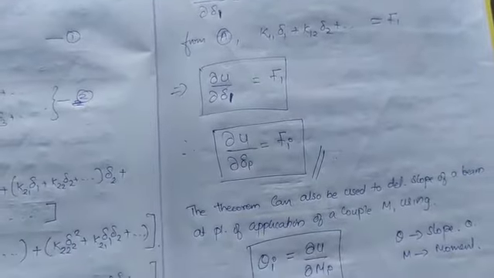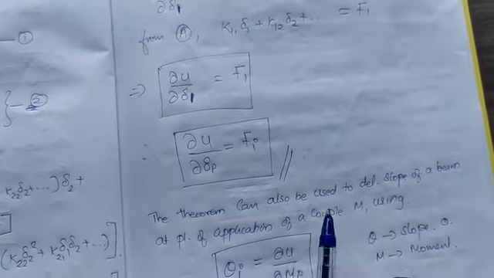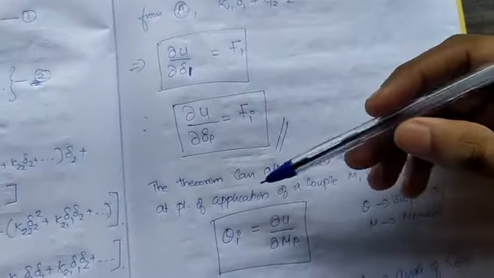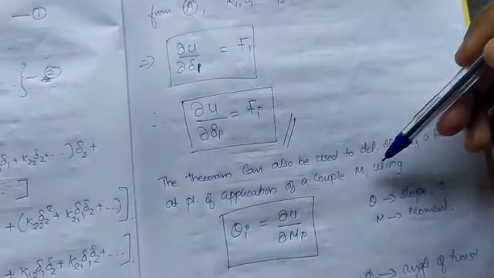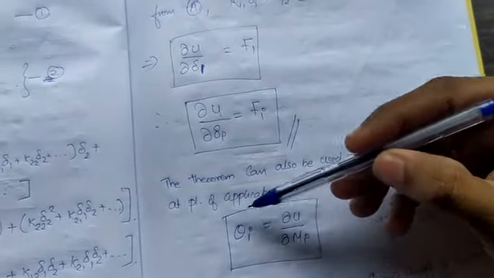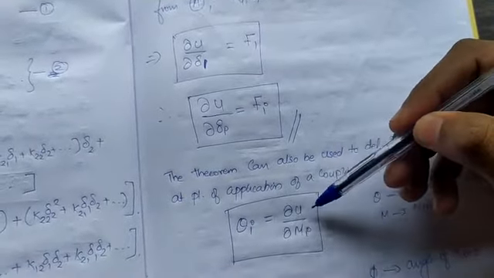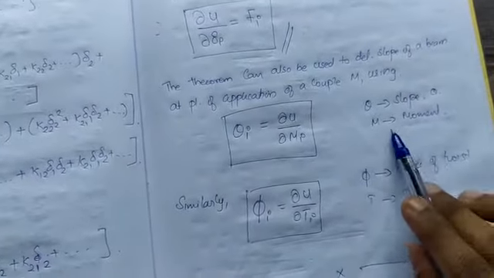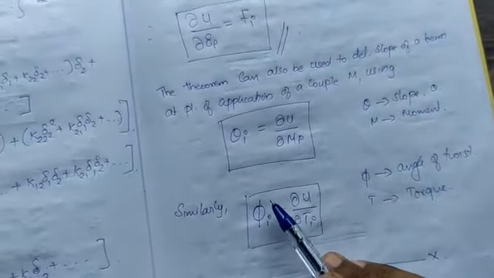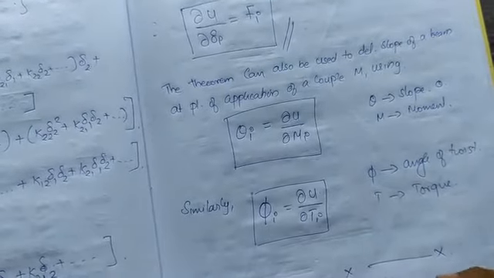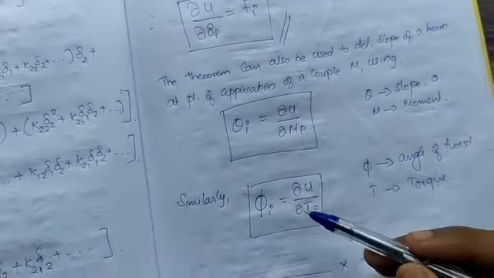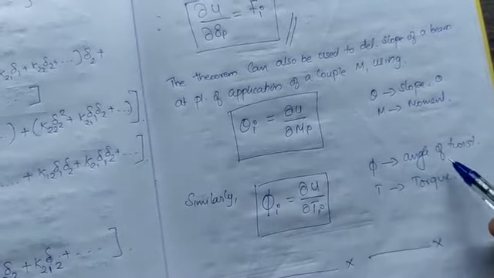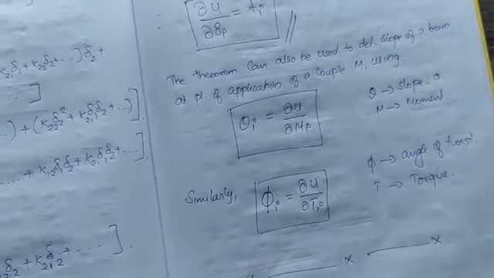So this theorem can also be used to determine the slope of a beam at the point of application of a couple M. If a moment is involved, you can say that theta i is equal to dou U by dou Mi, where theta is the slope and M is the moment. Similarly, if it involves torsion or twisting of a couple, etc., you can use this equation where phi is the angle of twist and T is torque.